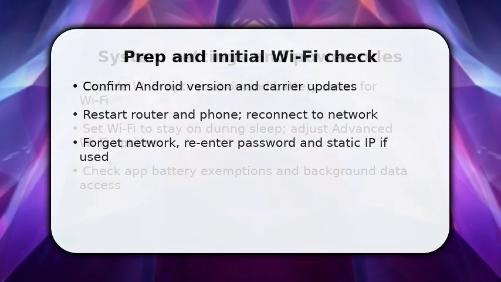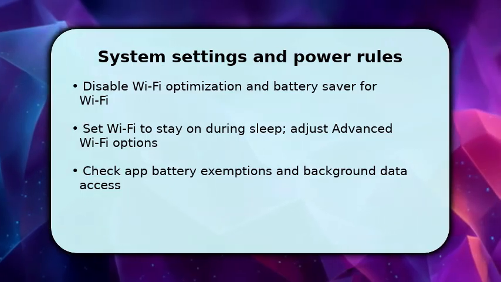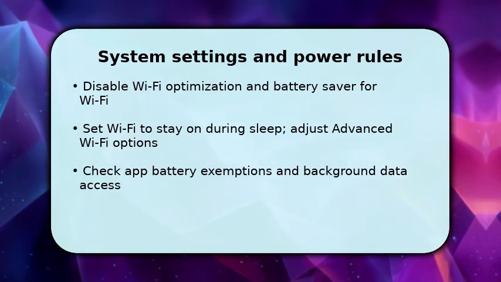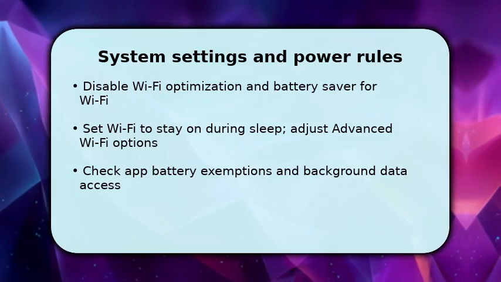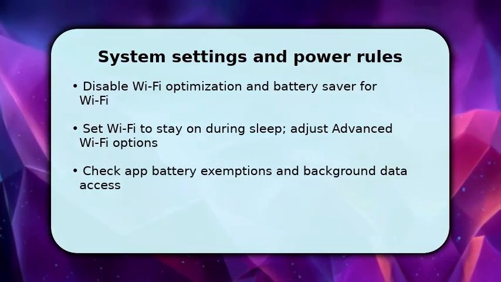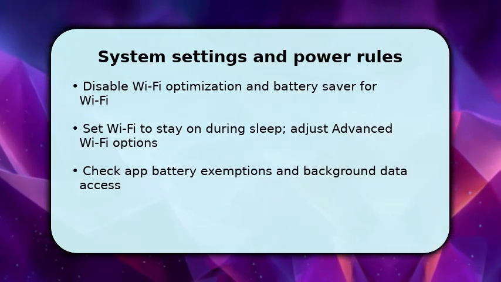Now address Android-specific behaviors. Turn off Wi-Fi optimization and disable battery saver restrictions for Wi-Fi because Android can aggressively drop connections to save power. Make sure Wi-Fi is set to stay on during sleep in the advanced Wi-Fi settings. Otherwise, connections may drop when the screen locks.